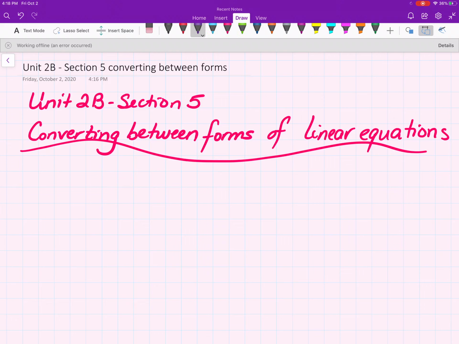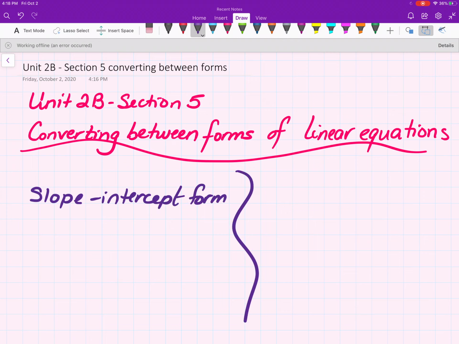Okay, now that we've learned all the forms of linear equations, we are going to have to convert back and forth. And we did a little bit of that when we were doing the standard form in the last lesson. But as a reminder, let's keep in mind what the three different forms are. So we have slope-intercept, and just like it says, it tells us the slope, and it tells us the y-intercept. So y equals mx plus b. That's the first form that we kind of learned.